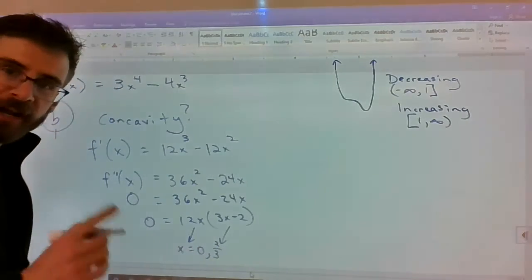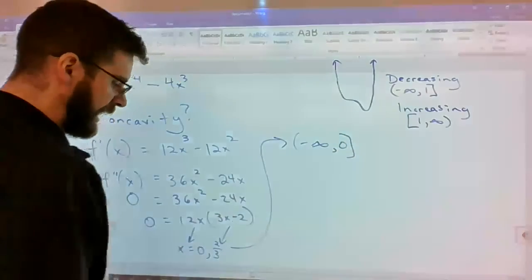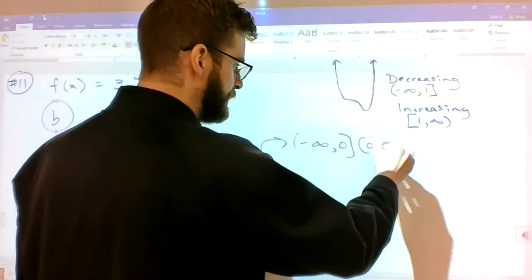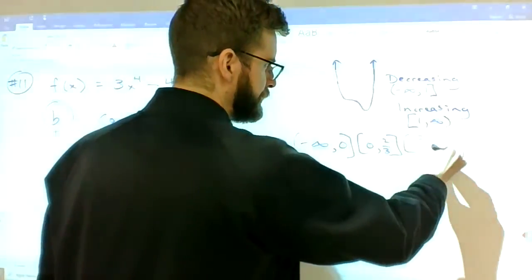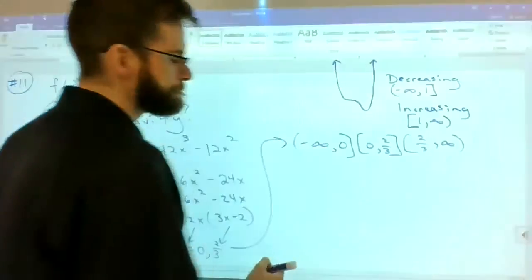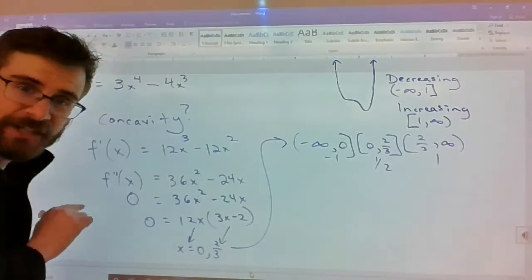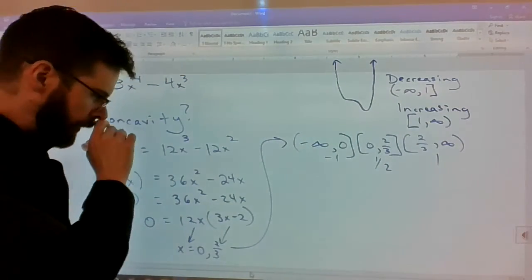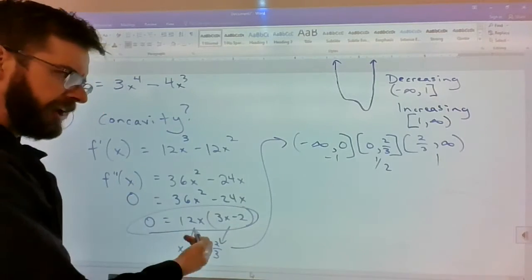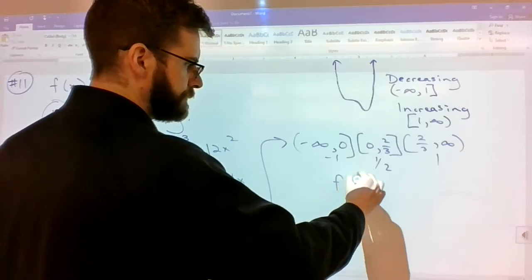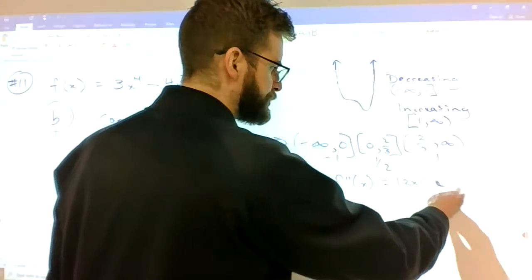These are going to guide our intervals that we're testing now. So go from negative infinity to 0, make a pit stop, go from 0 to 2/3, make another pit stop, and then go from 2/3 to infinity. Test negative 1, test a half, test 1, into the second derivative. And you know what? I'm going to go again with the factored version of it. So you're testing by plugging in here, 12x times 3x minus 2.